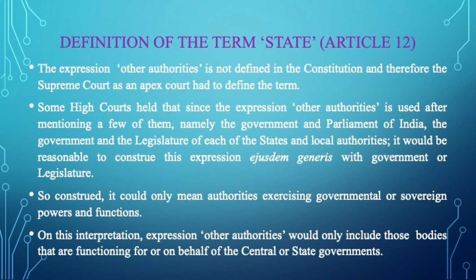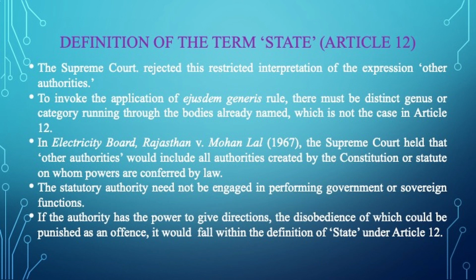Some high courts held that since the expression other authorities is used after mentioning a few of them, like the government and parliament of India, the government and the legislature of each of the states and local authorities, it would be reasonable to construe this expression ejusdem generis with government or legislature. So construed, it could only mean authorities exercising governmental or sovereign powers and functions. On this interpretation, the expression other authorities would only include such bodies as are functioning for or on behalf of the central or state governments. This restricted interpretation of the expression other authorities was rejected by the Supreme Court.